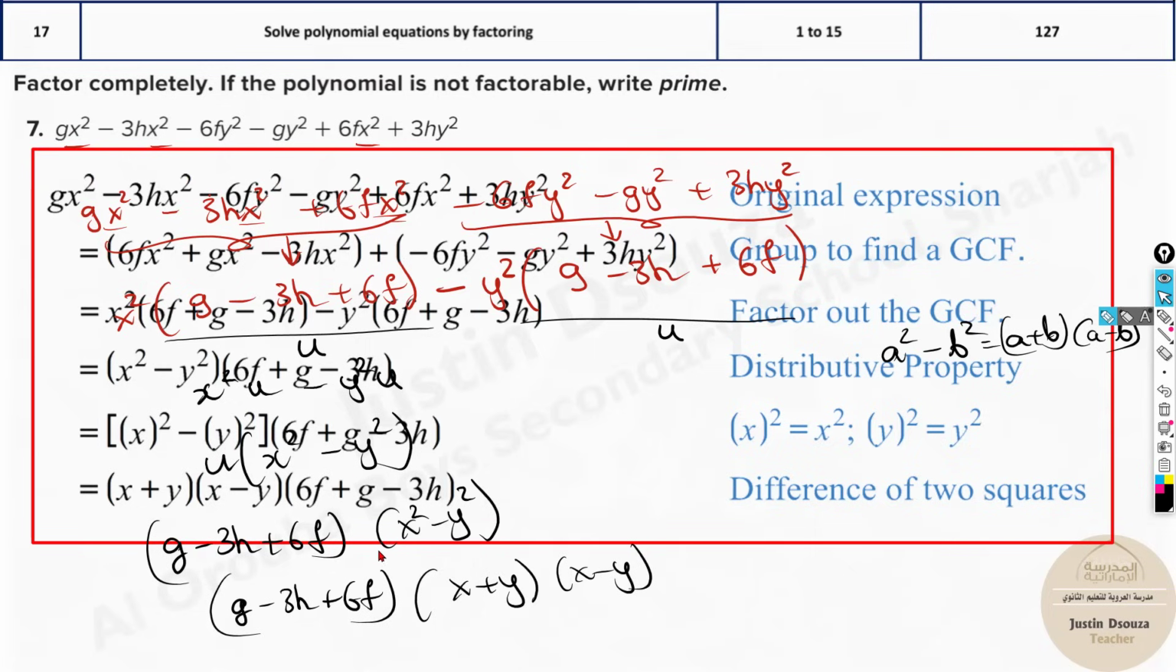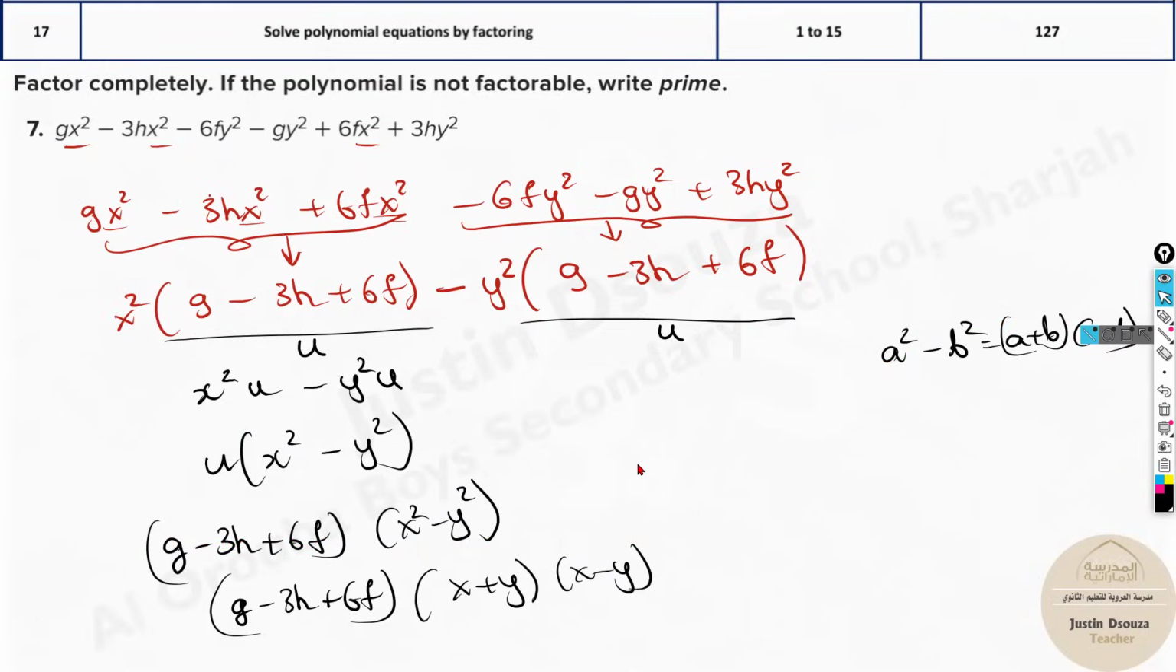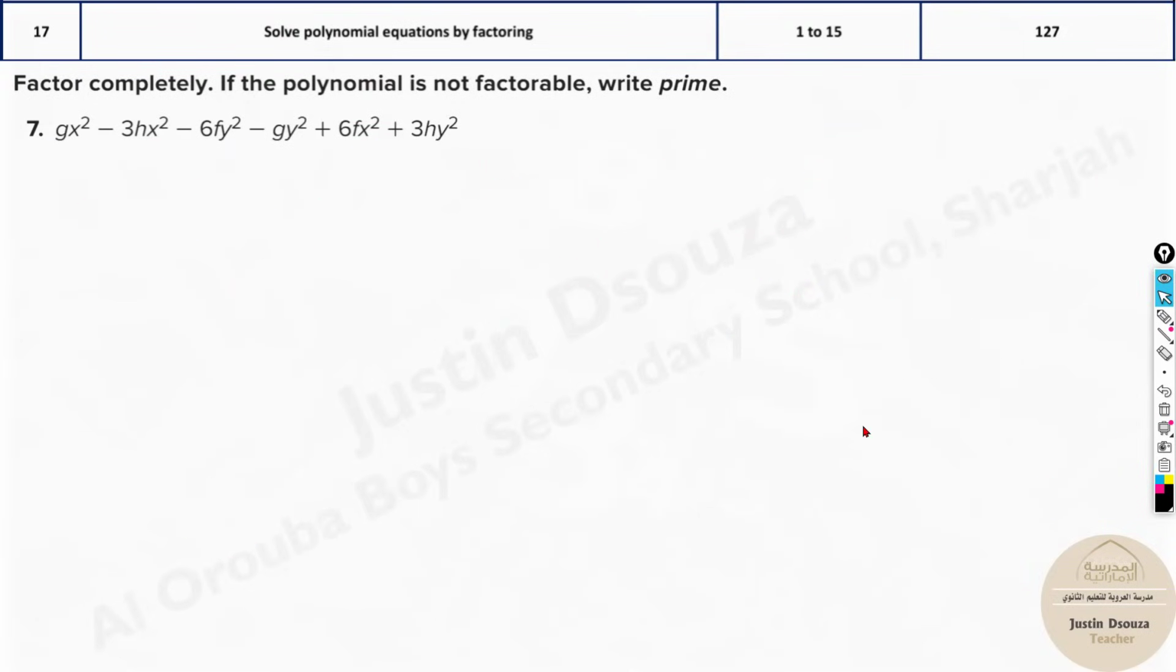And they have written first 6f plus g minus 3h. However you write it, it's fine. See, it's a writing exam. If you write so much, you will definitely get full marks.